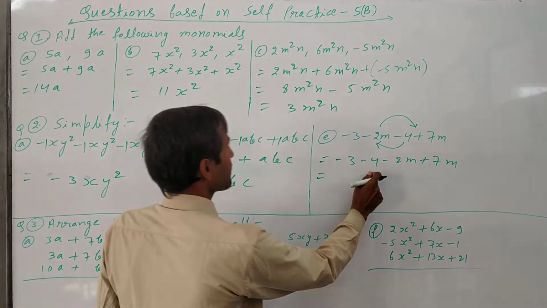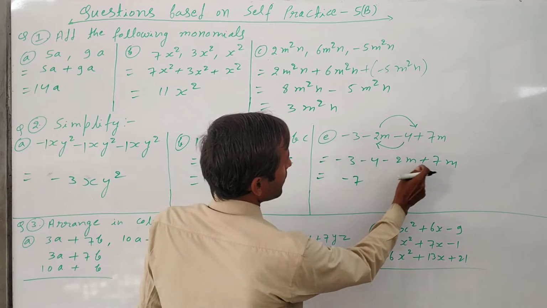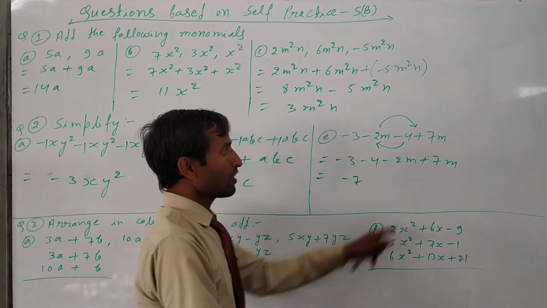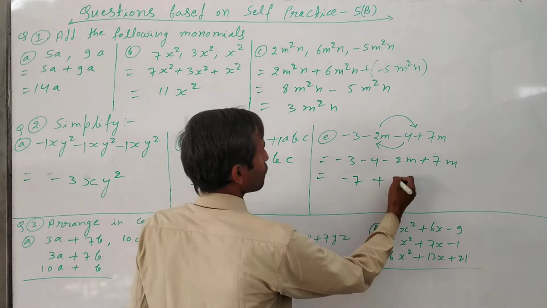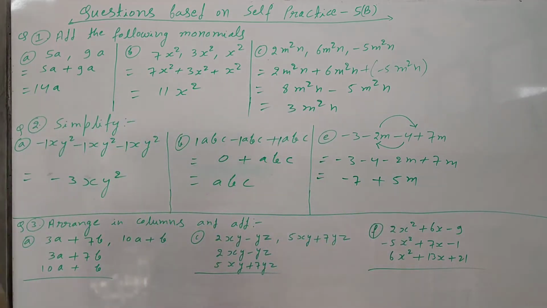Here both have negative signs, so we will add: minus 3, minus 4, minus 7 will come, and here 7 minus 12. Then we will subtract. Here the positive is the greater value, so the answer will come as positive. So 5m will come. Minus 7 plus 5m. This is the final answer.